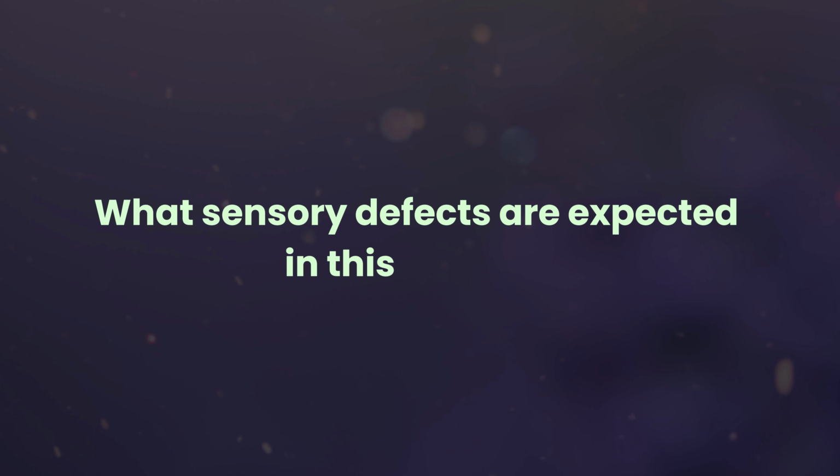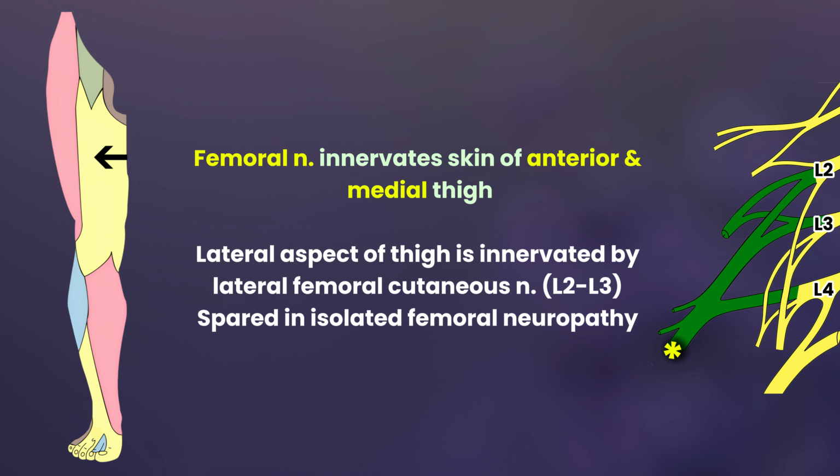What sensory defects are expected in this patient? The femoral nerve innervates the skin of the anterior and medial thigh. Thus, light touch sensation is decreased in these areas. The lateral aspect of the thigh is innervated by the lateral femoral cutaneous nerve, L2 to L3, and is spared in an isolated femoral neuropathy.